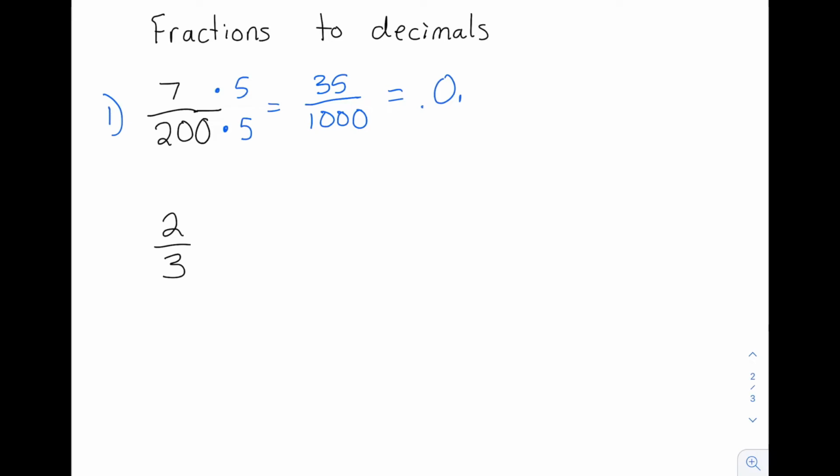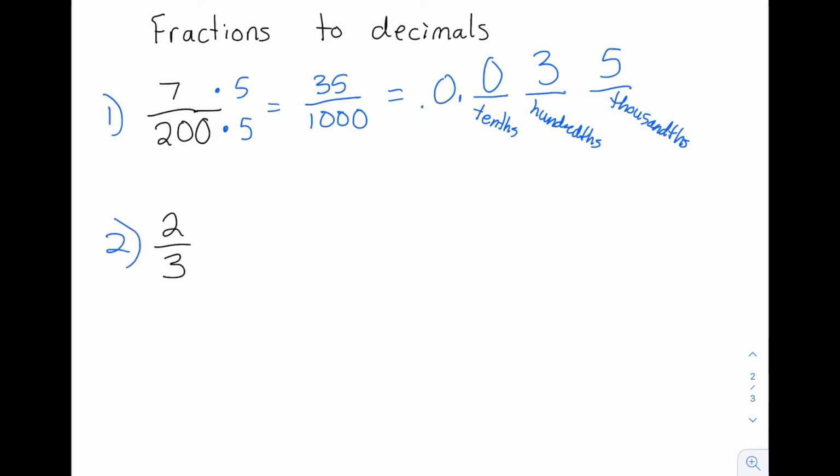When I go to write this as a decimal, I find my thousandths place. Here I have tenths, hundredths, and thousandths. And the last digit of my numerator will correspond with the thousandths. I fill in a place value placeholder 0. So I have 35 thousandths right there.